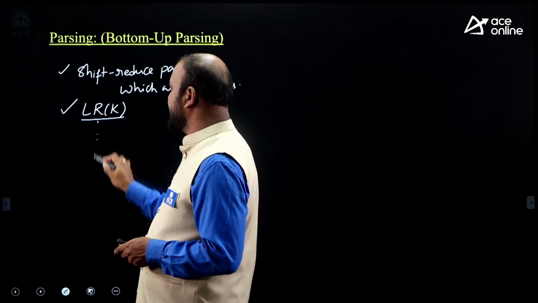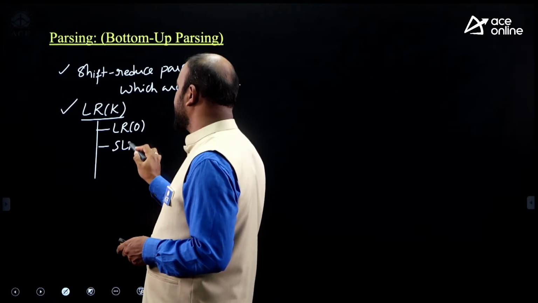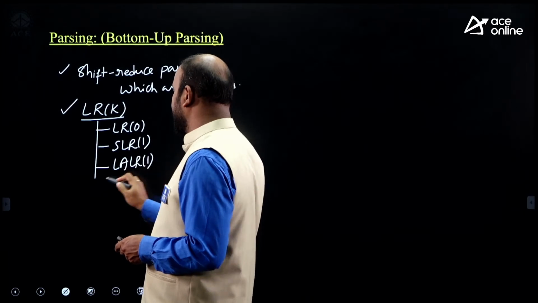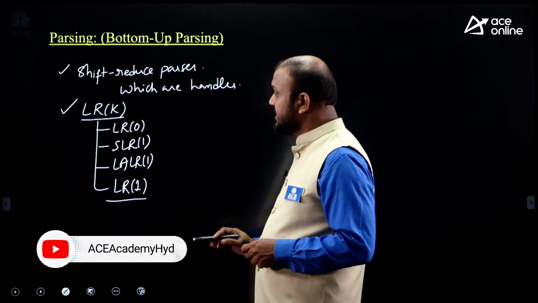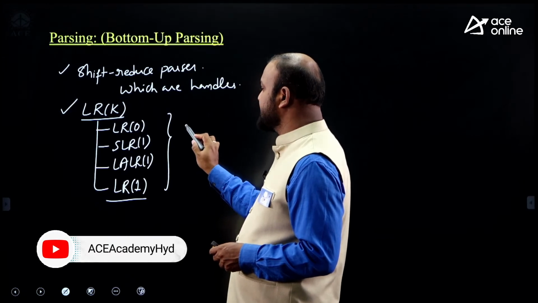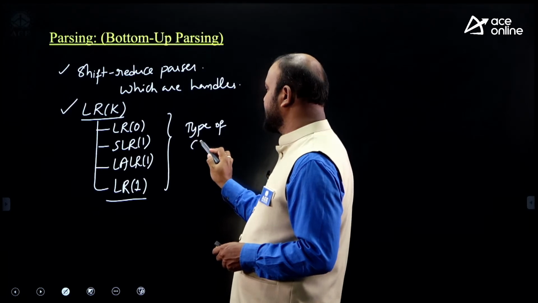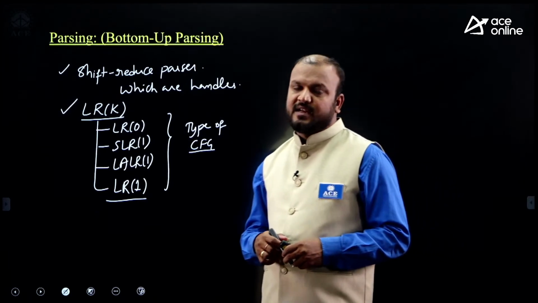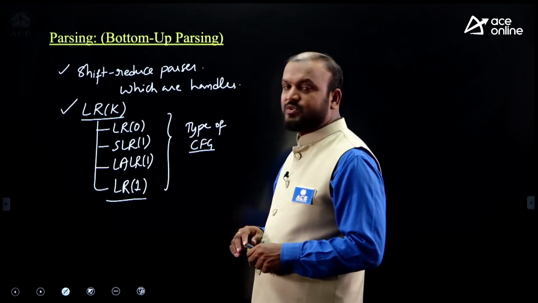In LR(k), we have a family of LR parsers, that is LR(0), SLR(1), LALR(1), and LR(1). And so far, whatever the questions were asked, they were to find the type of the grammar. It is asked what is the type of the context-free grammar. Is it LR(0) or SLR(1) or LALR(1) or LR(1)? That is only asked right now.